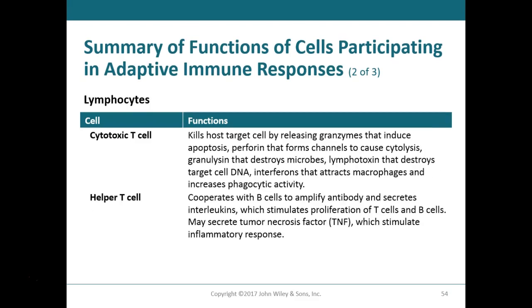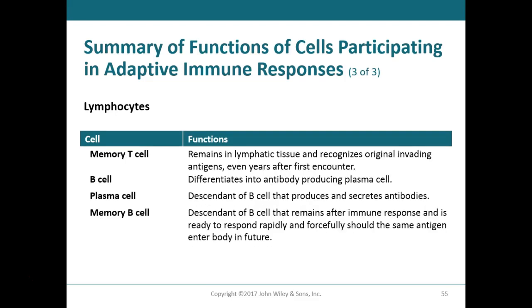Your cytotoxic T cells are going to be responsible for releasing chemicals that directly cause the death of a pathogen or cause the destruction of antigens. Your helper T cells are going to secrete chemicals that stimulate the proliferation of T cells and B cells, and may also secrete some chemical factors that help to stimulate the immune response.